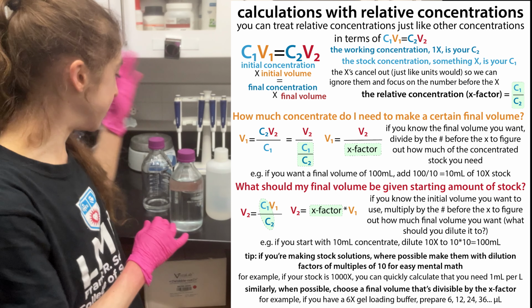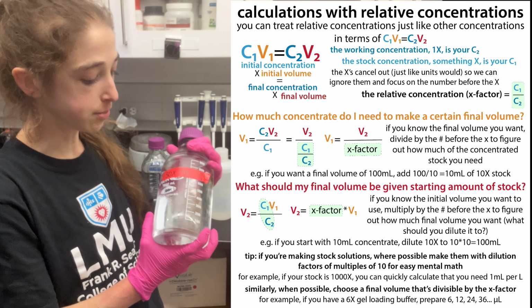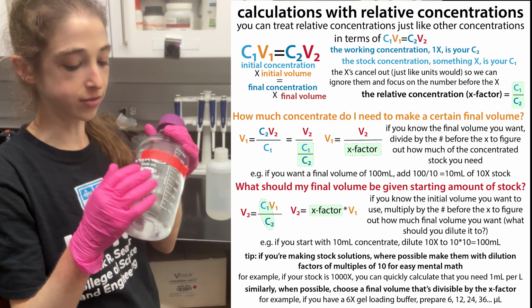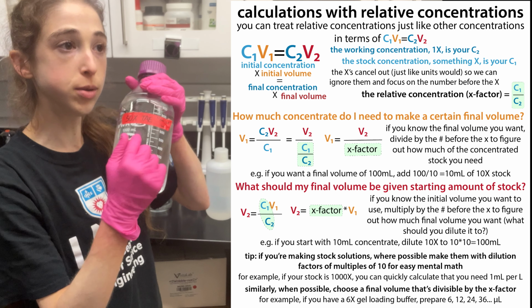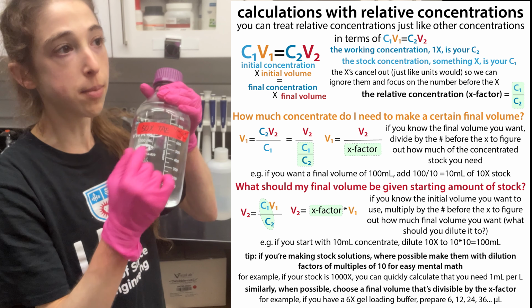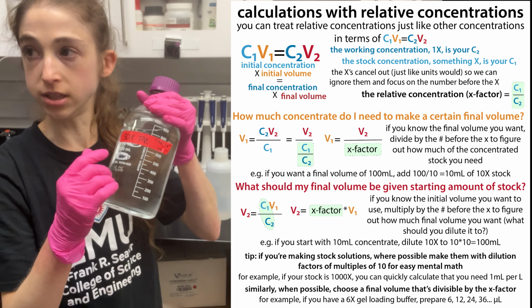You can then easily think things through in the lab. So just remember that you've got to divide the total volume you want by the X factor to get the volume of the stock that you need.